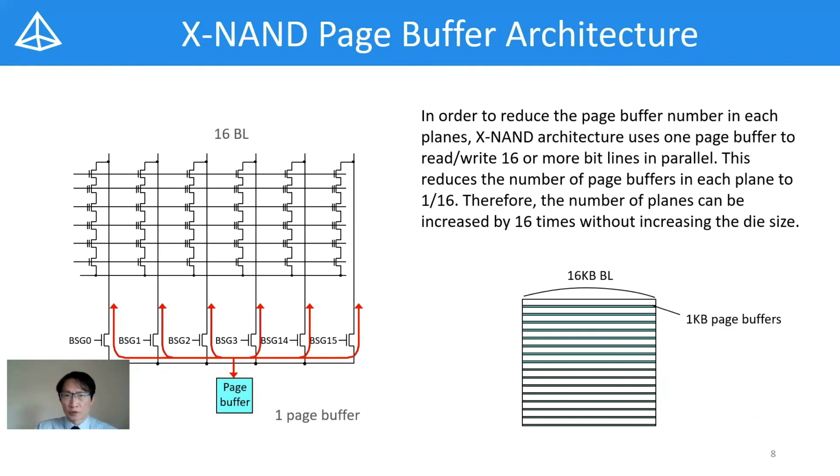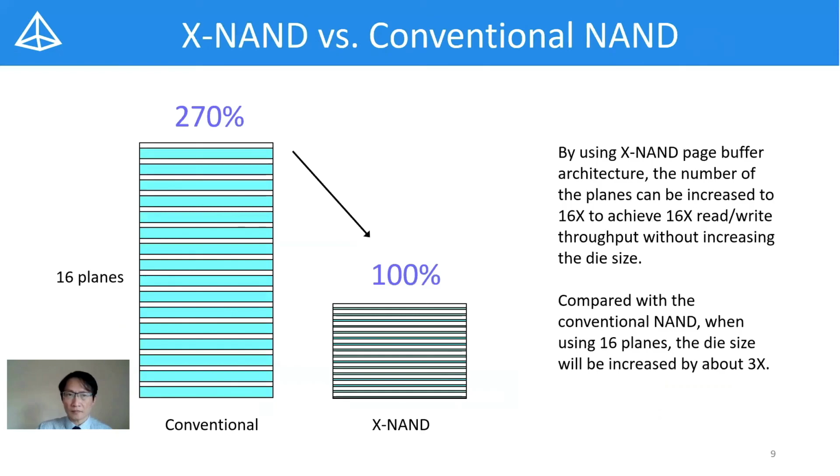This slide shows the basic structure of XNAND. XNAND connects one page buffer to 16 or more bit lines. The page buffer can perform read and write operations to the 16 bit lines in parallel. This reduces the number of page buffers in each plane to 1/16. Therefore, the plane number can be increased to 16 without increasing the die size. Compared with the conventional NAND architecture using 16 planes, XNAND's die size is only 1/3.